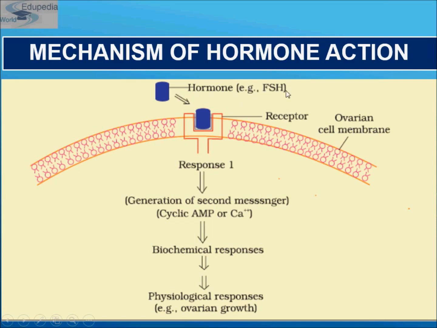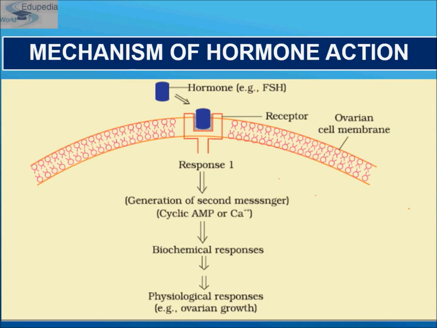These hormones are water soluble. The receptor located on the plasma membrane binds to the specific hormone to form a hormone receptor complex. This is your hormone and this is your receptor. So when they both bind, it forms a hormone receptor complex. The hormone receptor complex remains in the plasma membrane and does not enter the cytoplasm of the cell, because inside this plasma membrane there is a cytoplasm.